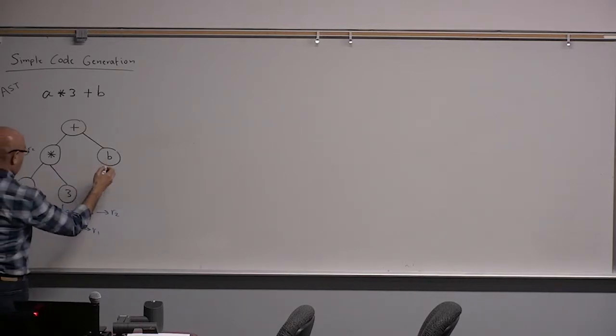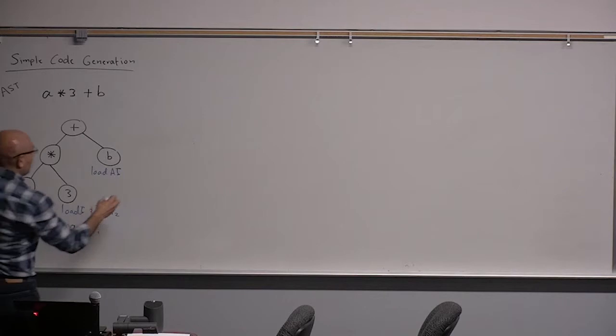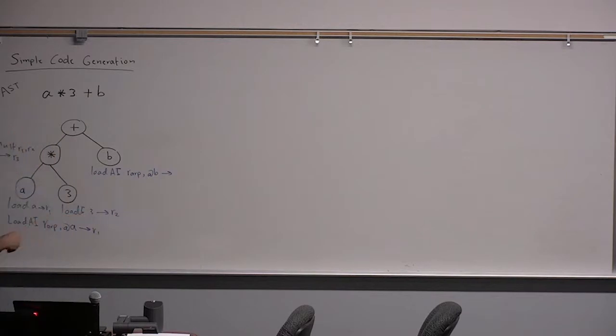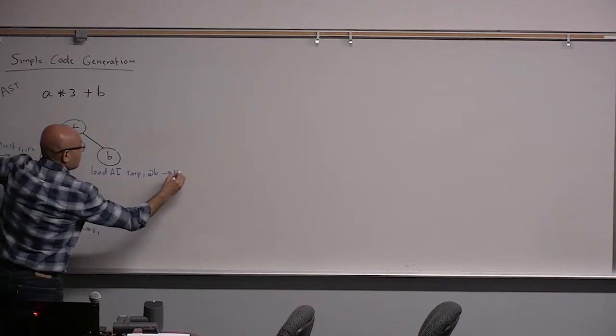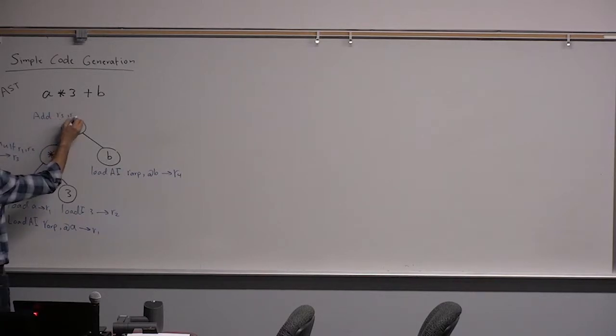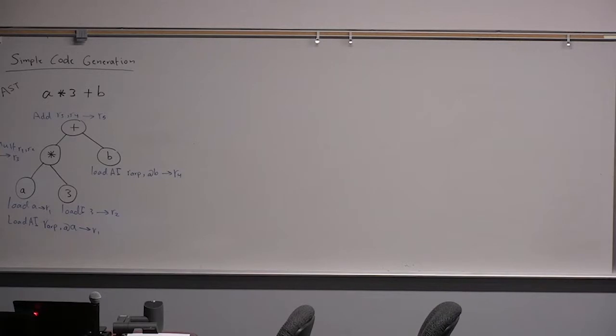Then here we want to loadAI from the activation record pointer, address of b, into some register like R4. And here we want to add R3 and R4, and put that in some register R5. So now today's lecture is about the implementation details of this.